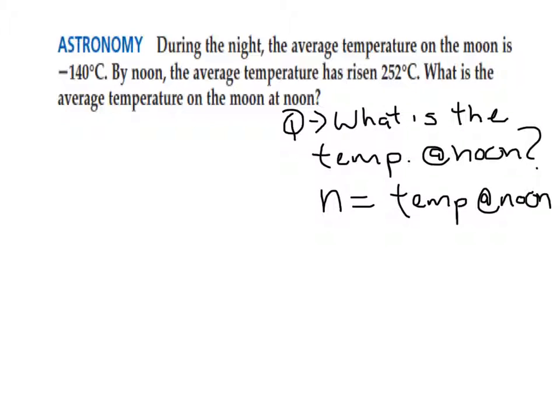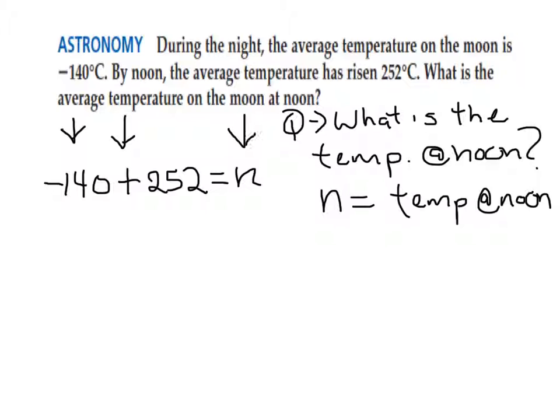Since that is my unknown, I'm going to define my variable n as equaling the temperature at noon. I'm going to use that in my equation. I know that the temperature starts at a negative 140, and then it rises 252, and rise to me means add. And the question was, what is the temperature at noon? And there's my variable n, which is defined as temperature at noon. I'm going to go ahead and do the work.